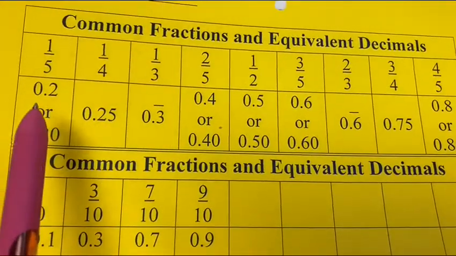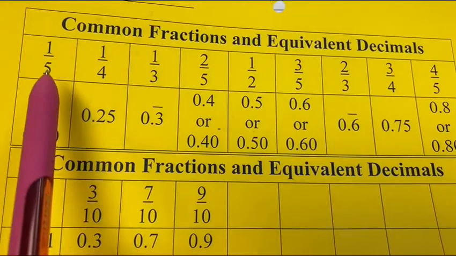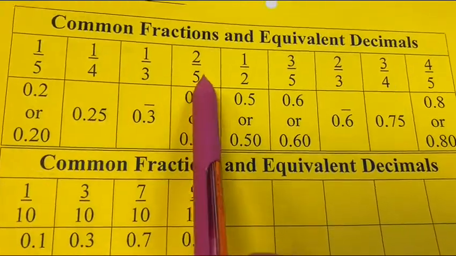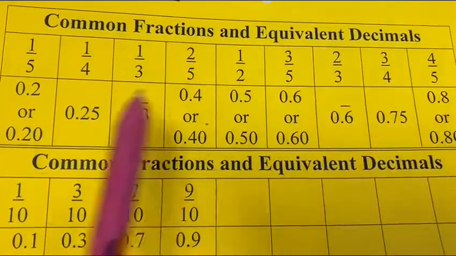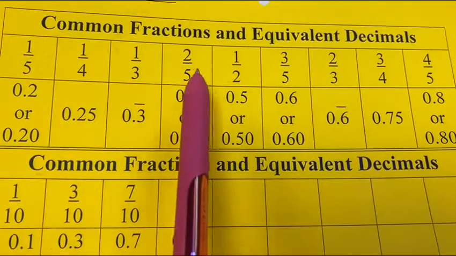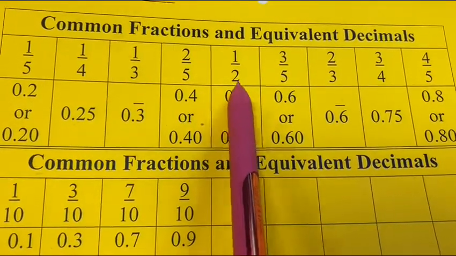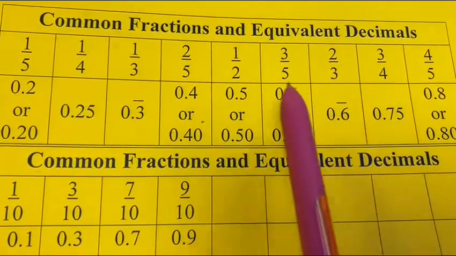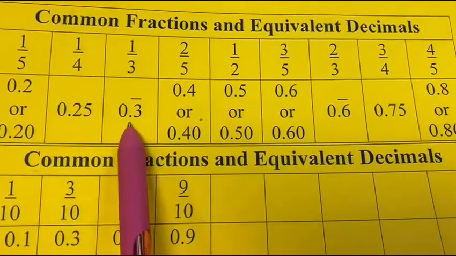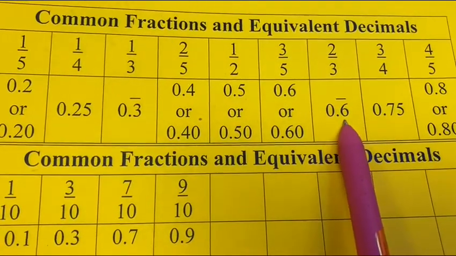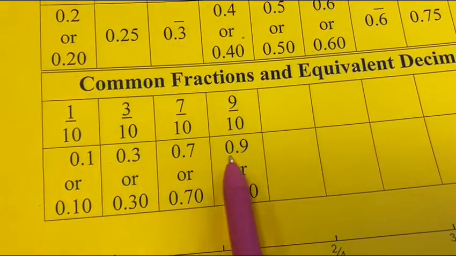And so I like to give you very common fractions: 1/5, 2/5, 3/5, 4/5. Then we have 1/4, 2/4 is 1/2. Then we have 3/4. And then we have thirds, which is 1/3 and 2/3, okay? And then of course we have some tenths down here.